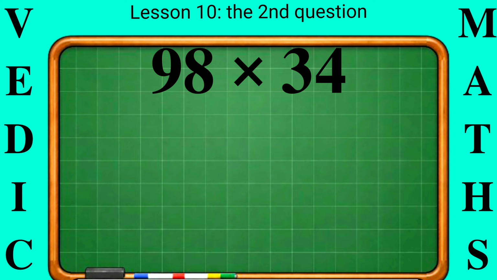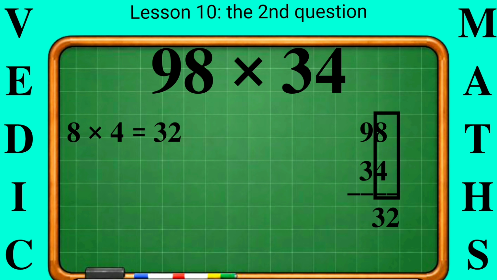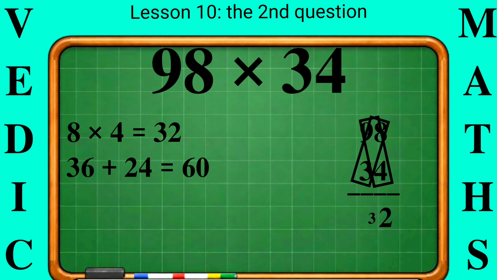Now let's try another problem. So now let's do 98 times 54. So now we shall do the unit digit times unit digit. So the answer will be 32. Now let's keep the 2 as it is and add 3 as the carry. Now we shall multiply 8 by 3 plus 9 by 4. So now after doing it we get the answer 60. So now we'll keep the 0 as it is and keep the 6 as a carry.